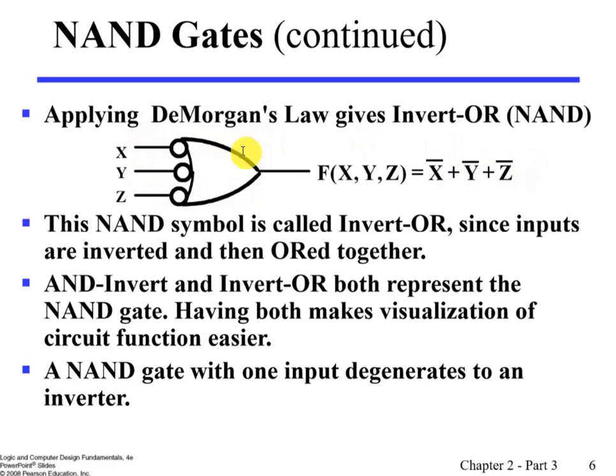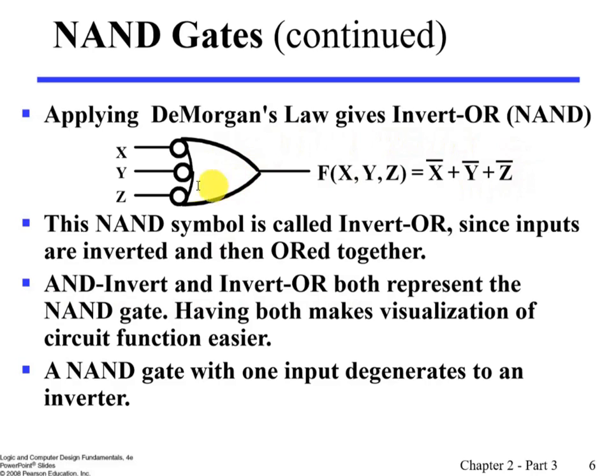So now we have another view of the NAND gate where bubbles appear before the gate, right? This is an OR-like symbol, right? So we can call this symbol OR invert, invert OR, sorry. So first invert and then perform OR. So both AND invert and invert OR represent the NAND gate. We obtain this form using De Morgan's.